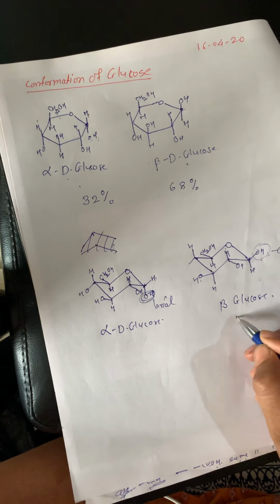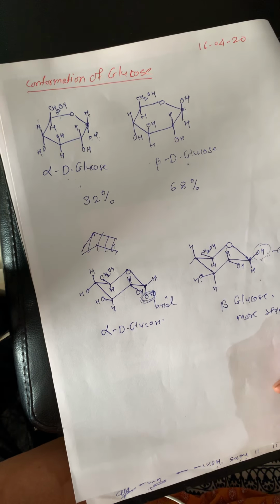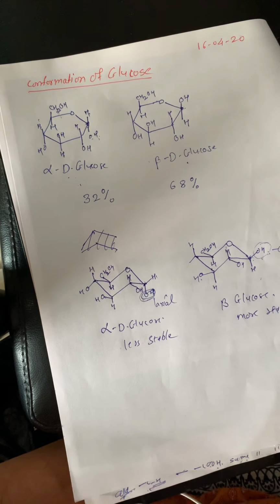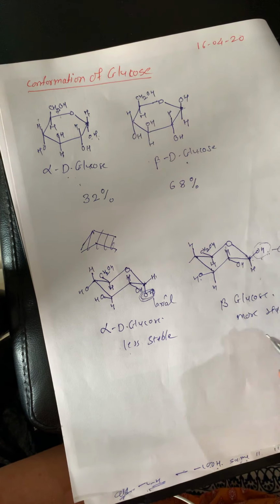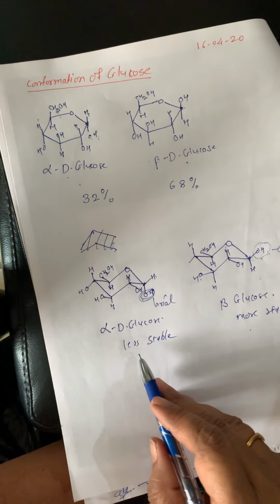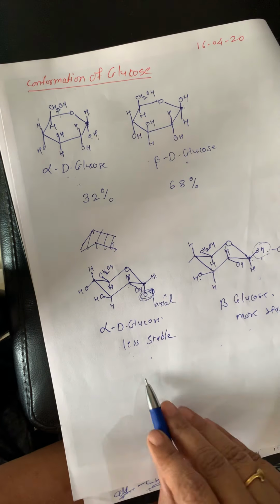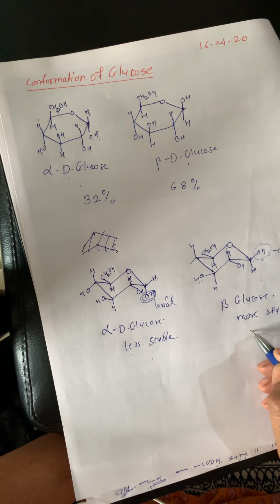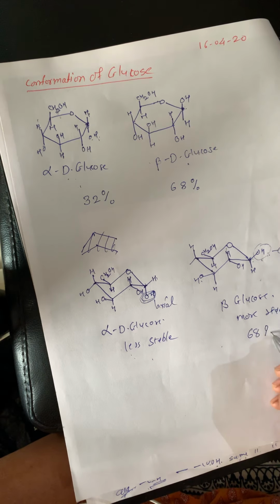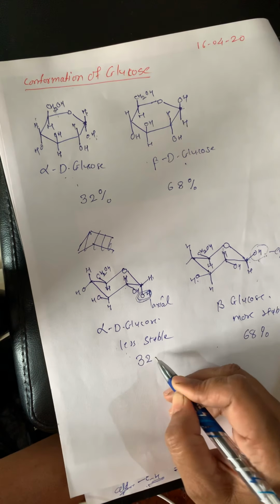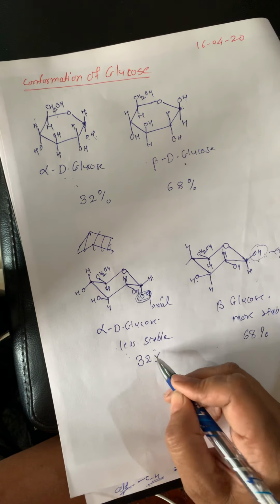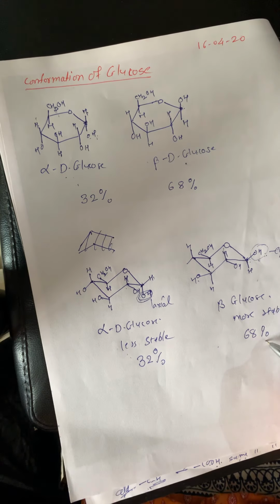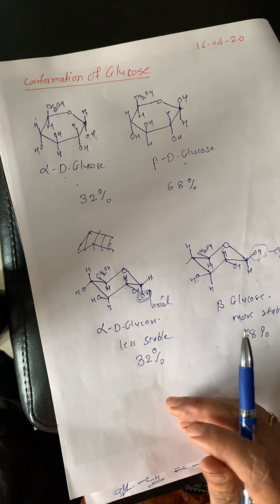Therefore this structure is more stable, whereas this structure is less stable. This explains why beta glucose is more stable and alpha glucose is less stable. This explains that when it forms the equilibrium mixture, beta glucose has the larger percentage, about 68%, whereas alpha glucose has the smaller percentage, 32%. Due to the stability of beta glucose, it has a larger percentage in the equilibrium mixture as compared to alpha glucose.